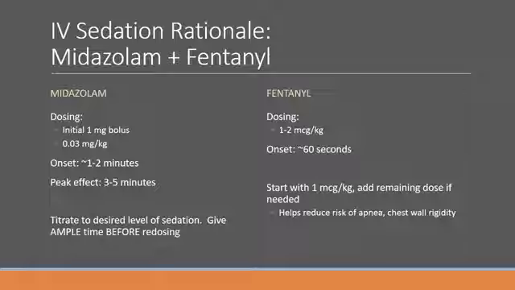In terms of the fentanyl dosing, it's 1 to 2 mics per kilogram. Your onset is going to be right around 60 seconds. You're going to start with 1 mic per kilo and add the remaining dose as needed. And once again, just like I did with diazepam and fentanyl, I'm going to start with my midazolam. Then I'm going to give my fentanyl, wait a few minutes, see how they're doing, and then if I need to redose, I'll redose at that time.